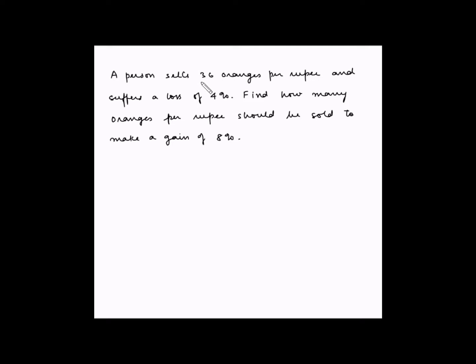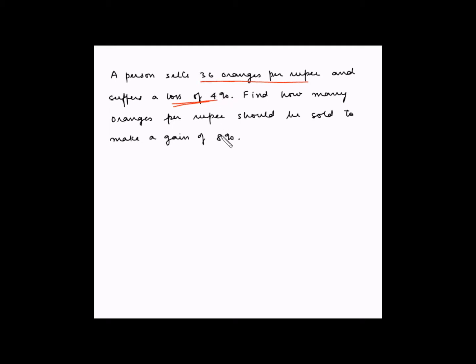So this person is selling 36 oranges per rupee and is suffering a loss of 4%. So what this implies is that he is definitely selling more oranges per rupee than what he bought it for. That is why he's making a loss. So his cost price itself would be something where he bought less than 36 oranges per rupee.